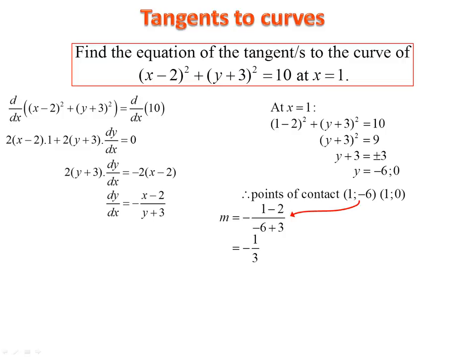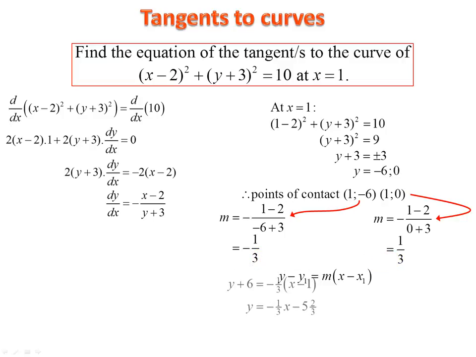Now we're going to substitute (1, negative 6) into the derivative to get the gradient at (1, negative 6), and we're going to substitute (1, 0) in to get the gradient at (1, 0). There are 2 gradients. General form of the equation of the straight line, y minus y1 equals m(x minus x1). Substitute the negative 1/3 and the 1/3.